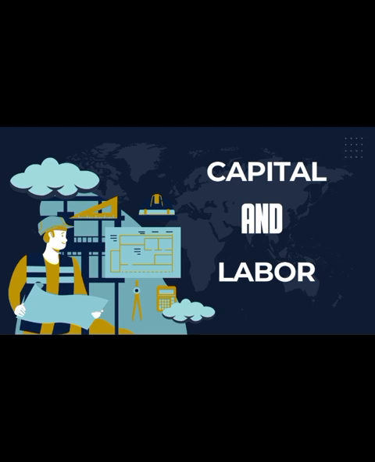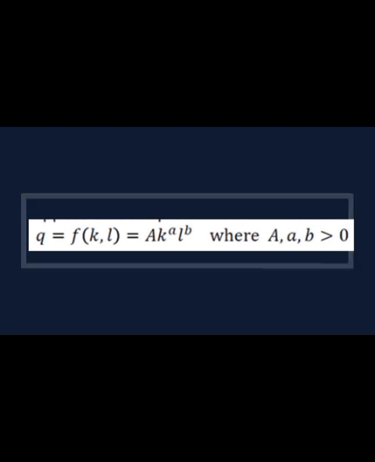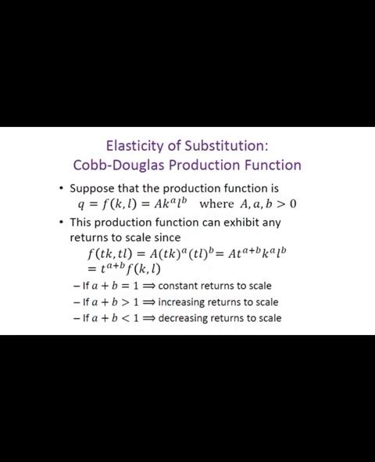For modeling how inputs like capital and labor turn into outputs, it's often the Cobb-Douglas production function. But what makes it so special? In this video, we're going to explore two of its superpowers, its flexible returns to scale and its famous constant elasticity of substitution. Let's break it down.